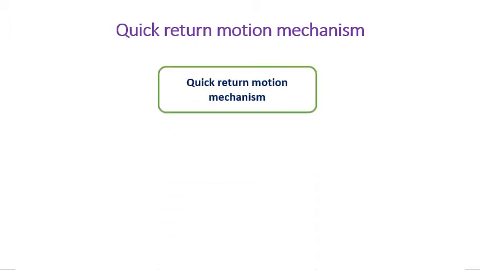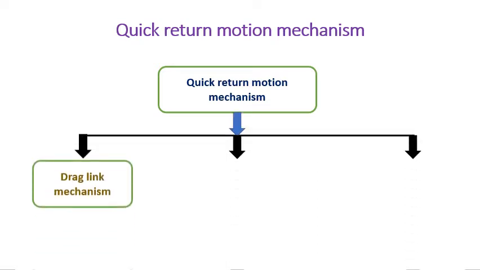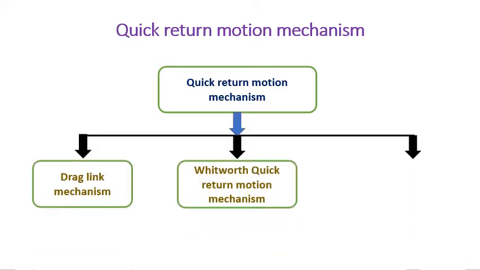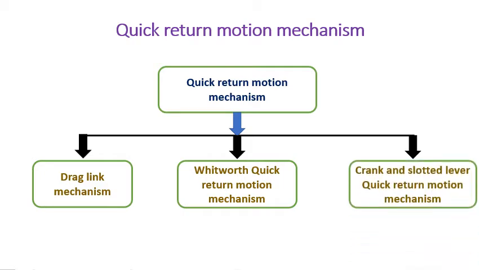Some of the common types of quick return motion mechanisms are: one is the drag link mechanism, another one is the Whitworth quick return motion mechanism, and the third one is the crank and slotted lever quick return motion mechanism. In the previous lecture we discussed the Whitworth quick return motion mechanism as well as the crank and slotted lever quick return motion mechanism. Okay, so now let us see what is the drag link quick return motion mechanism.